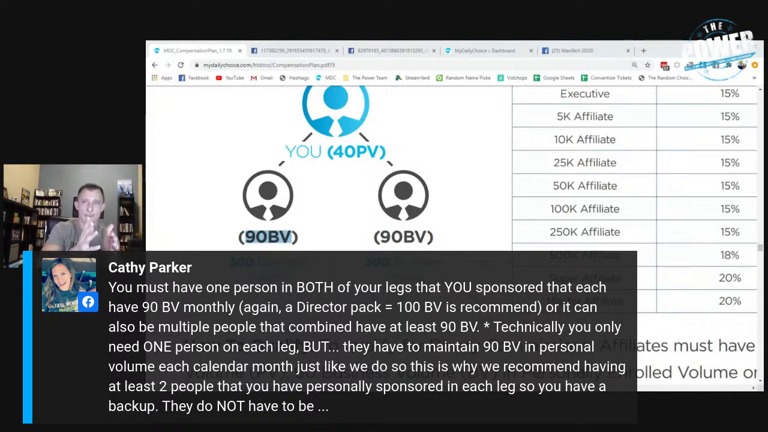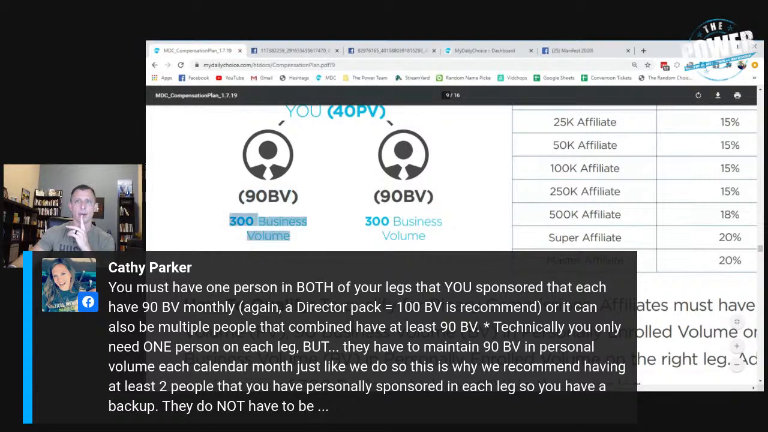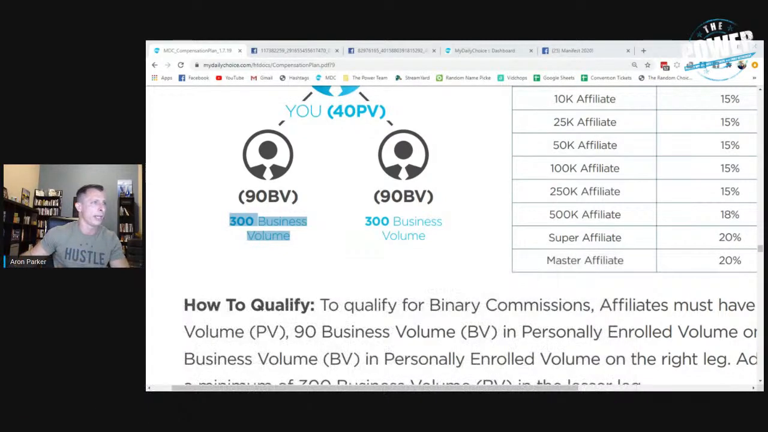But on your left leg, you need to personally have enrolled one or more people who is doing 90 every month. And the same thing, personally enrolled on your other leg, 90 in personal volume, okay, that you personally enrolled. Now, the 300 does not have to be personally enrolled. See where it says 300 business volume? So let me do this. I have it in a more simplified version right here. So let me give you guys this. And yes, binary qualification is a monthly thing. You have to do this every single month, okay?